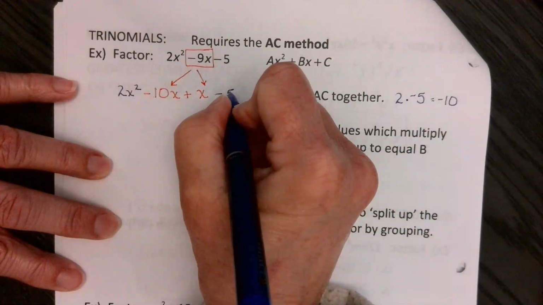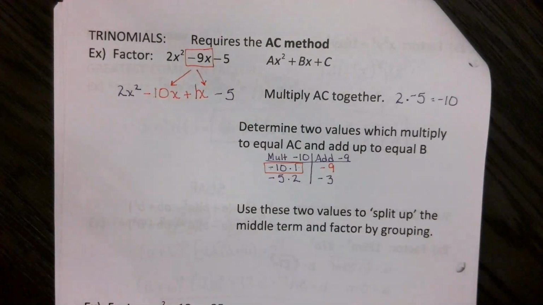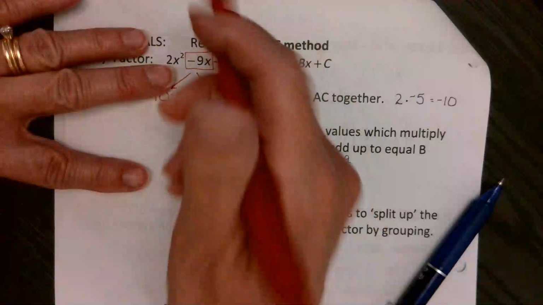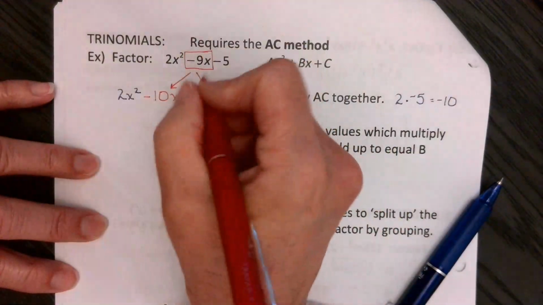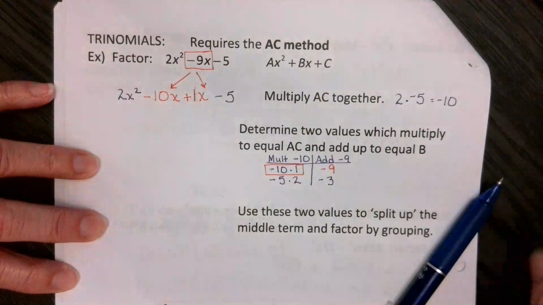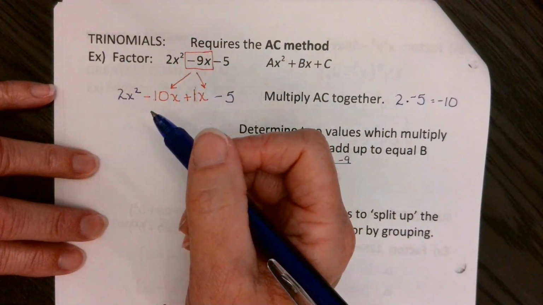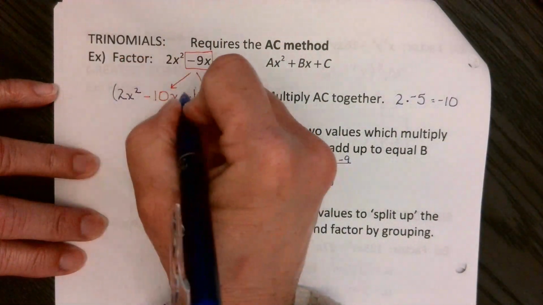Minus 5. Now again, if you want to put a 1 here, that's perfectly fine. There's nothing wrong with it. Okay? I don't like the looks of that 1 though. So there you go. Okay, so now we have 4 terms. We just learned what we do when we have 4 terms. We group them.